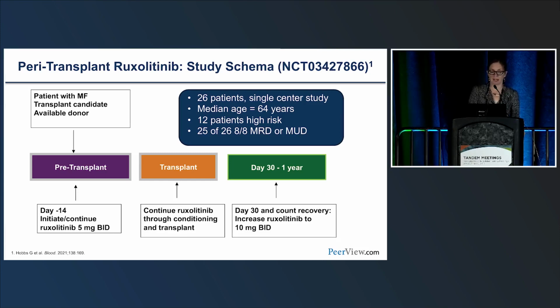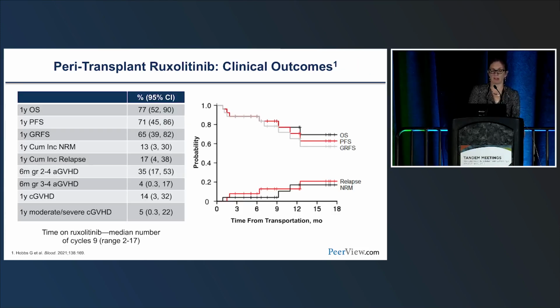So in this study, they actually used ruxolitinib pre-transplant, starting at day -14 or longer if they had already been on it, throughout the transplant up until 1 year out from transplant. And in doing this, they noted very good rates of 1-year survival, progression-free survival, et cetera, and very acceptable rates of relapse and non-relapse mortality, which would be in the range of what we would expect.